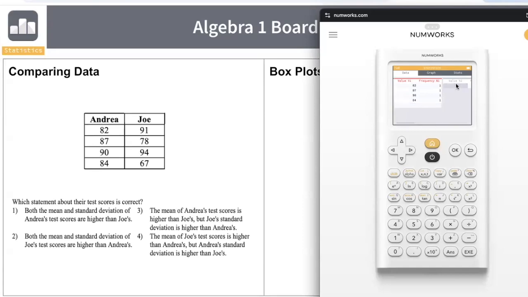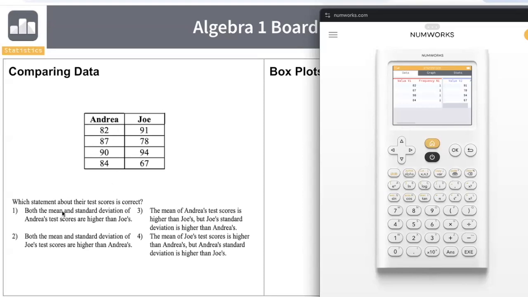move over to V2. This is going to be all of Joe's test scores. Again, they're only showing up with a frequency of 1, so that's going to auto-populate as a 1. But if you had more than 1, you could always change that and put in a different value. We have 91, 78, 94, and 67.